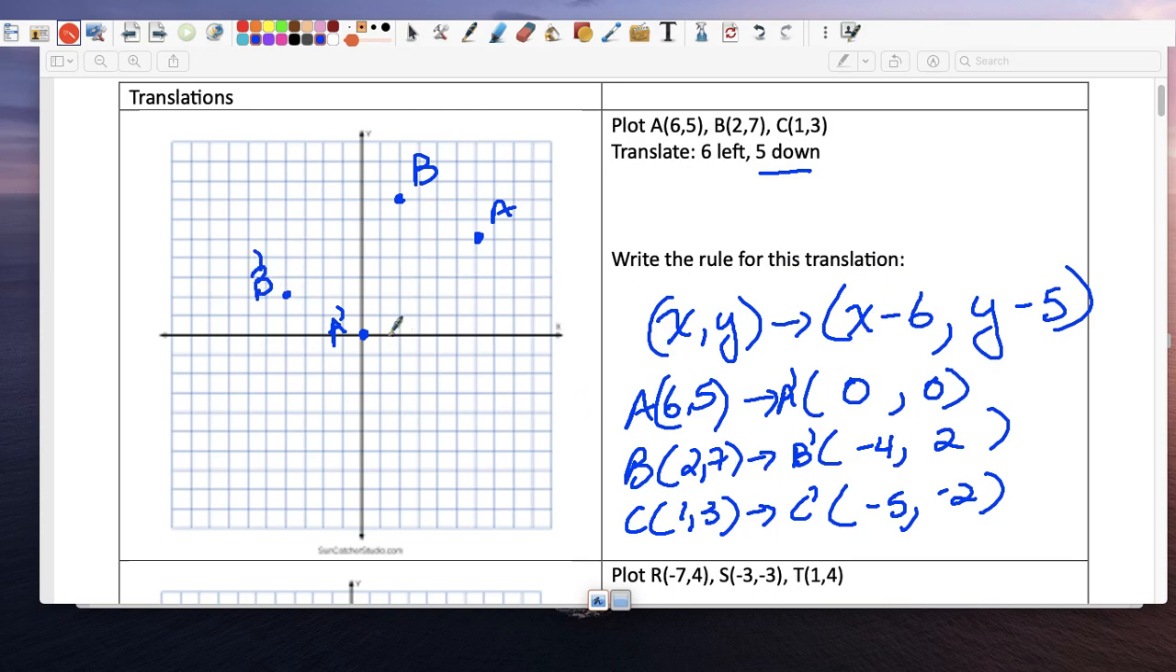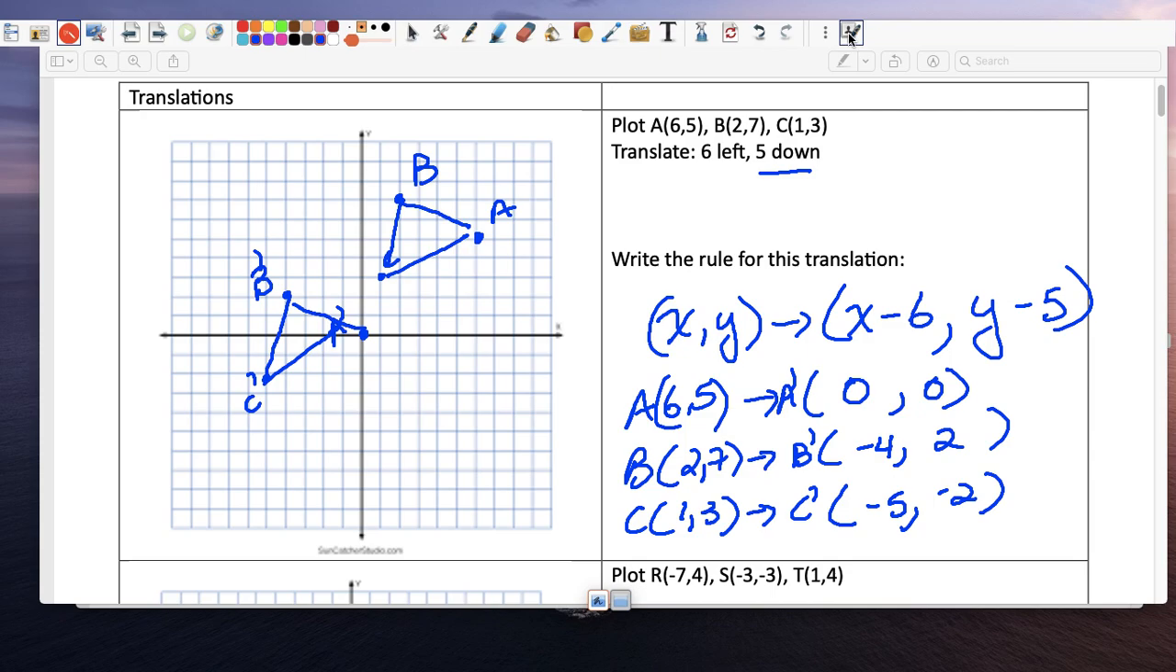C is 1 and 3, so 1 and then 3, so here's C. And then C prime is going to be 1, 2, 3, 4, 5, 6, 1, 2, 3, 4, 5, and here's C prime. You may connect the dots if you like. So notice it's going to be a congruent triangle. All right, same exact everything. Same orientation, same area, same side length, same angle, same everything, except that it's shifted to the left 6 units and 5 units down.